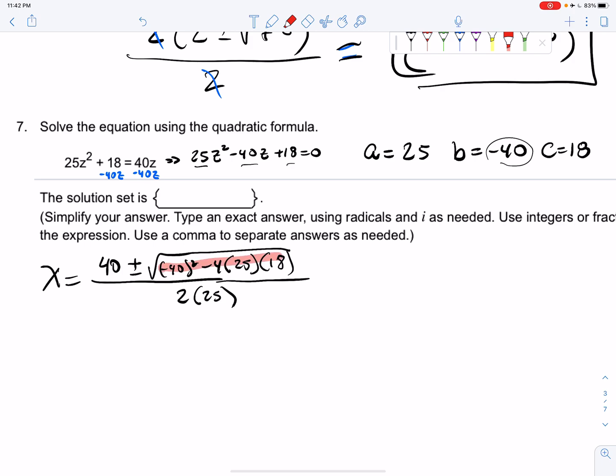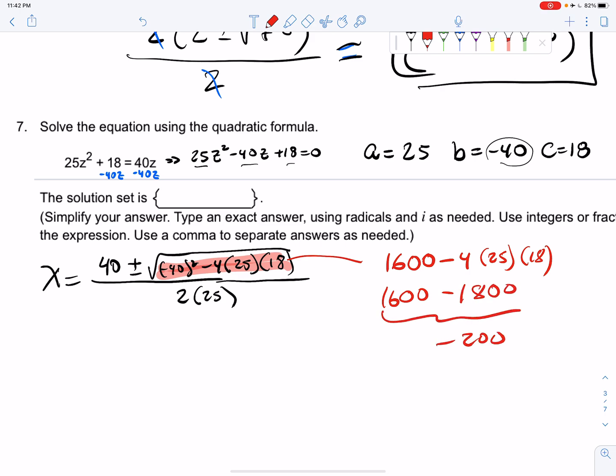Once again, we're going to take a look at this radicand. We could call it the discriminant, I think, because that's what we're going to call it real soon here. And we've got negative 40 squared, which gives us 1,600 minus 4 times 25 times 18. Well, let's see, 4 times 25 is 100 times 18, so this is 1,800. And when we subtract that, we get negative 200. So you can see that negative 200 is going to be under the radical symbol.